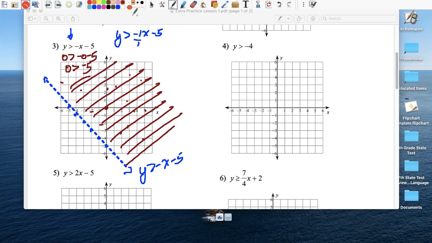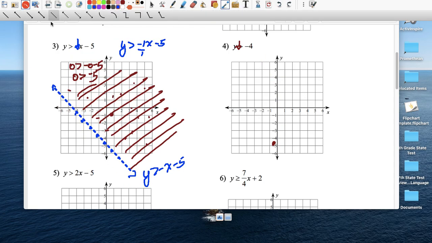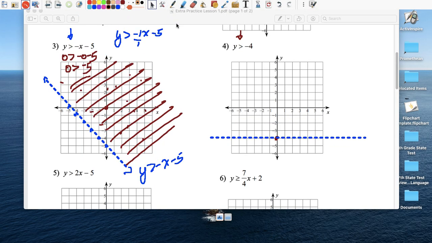y is greater than negative 4. So this one's where the slope is 0. Therefore, the line is going to be horizontal. So go negative 4, which is right here. And it's just a greater than sign, so it's going to be a dashed line. So I'm going to put it right over here. And give it a name.